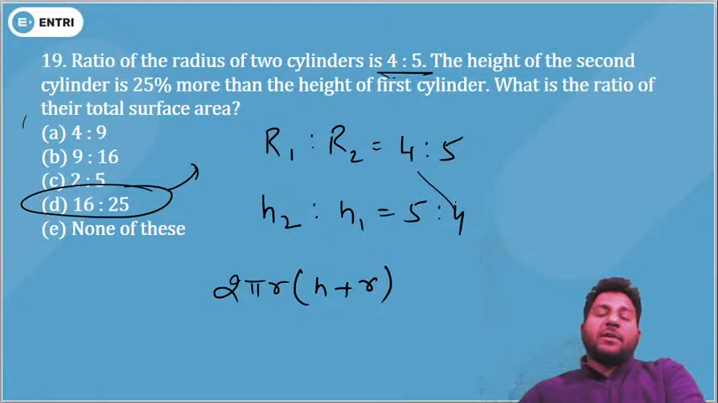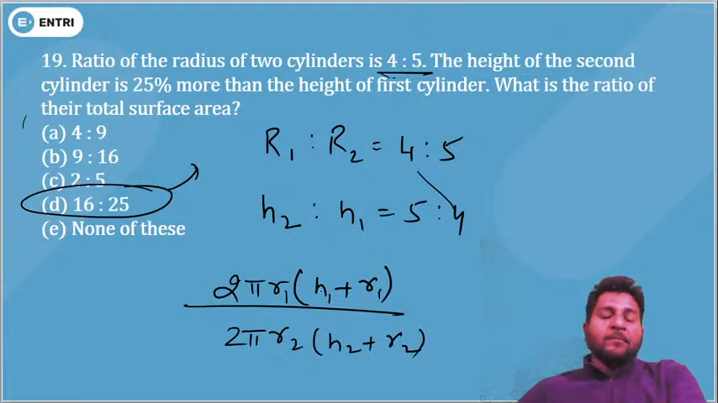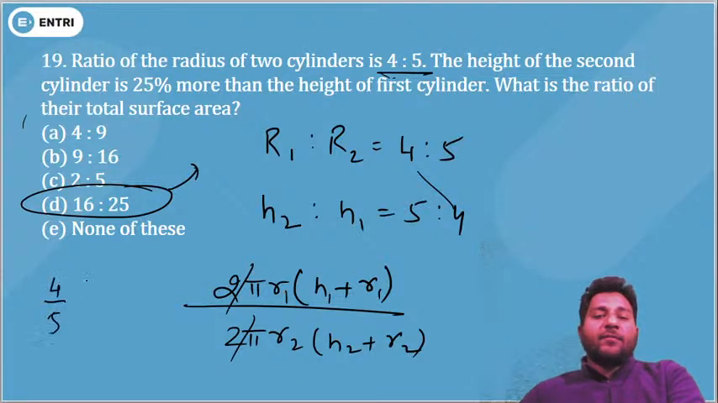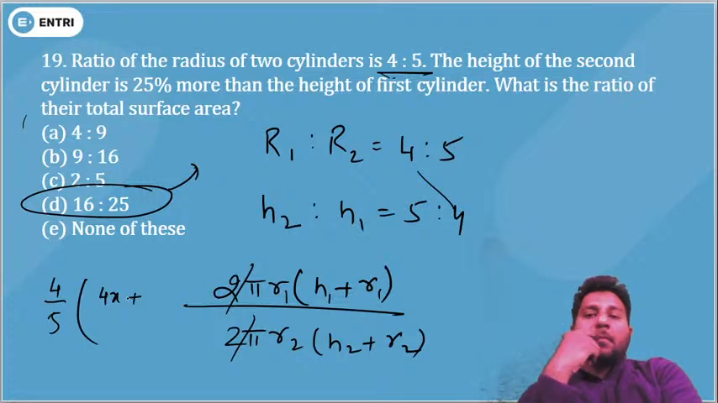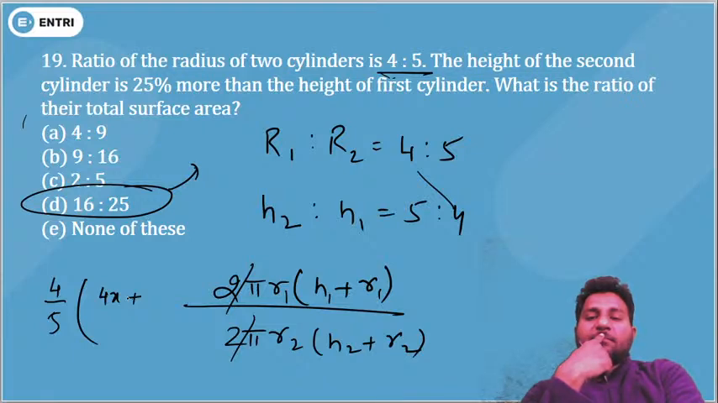Clearly they will cross multiply. Okay, the rest will be eliminated. Look at this, r1 h1 plus r1 divided by 2 pi r2 h2 plus r2. Okay, so let's use it. R1 by r2 will be like what? 4 by 5. But h1 by h2, let's say h1 is 4x and h2 is what? R1 is what? Tell me how you will approach this question, because now the question is getting complicated.